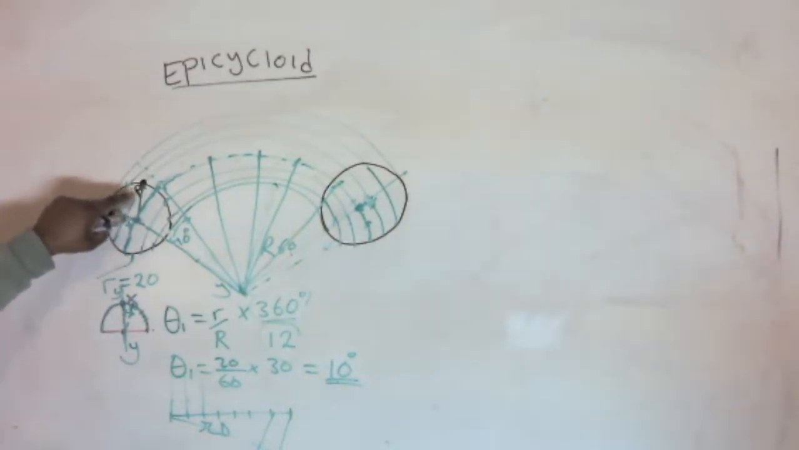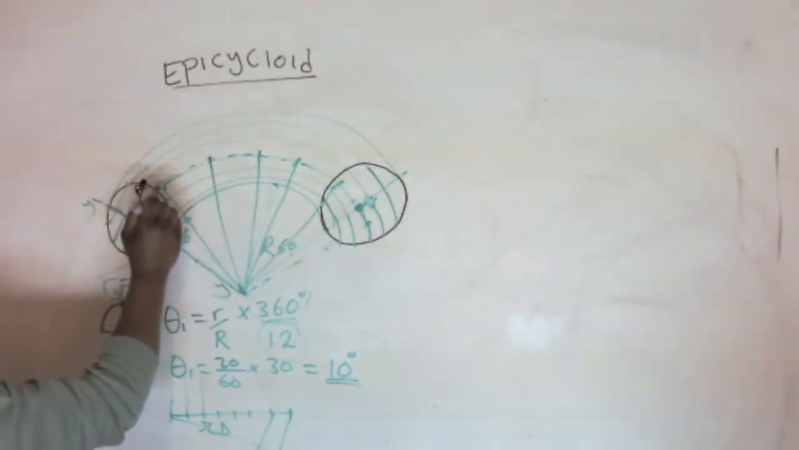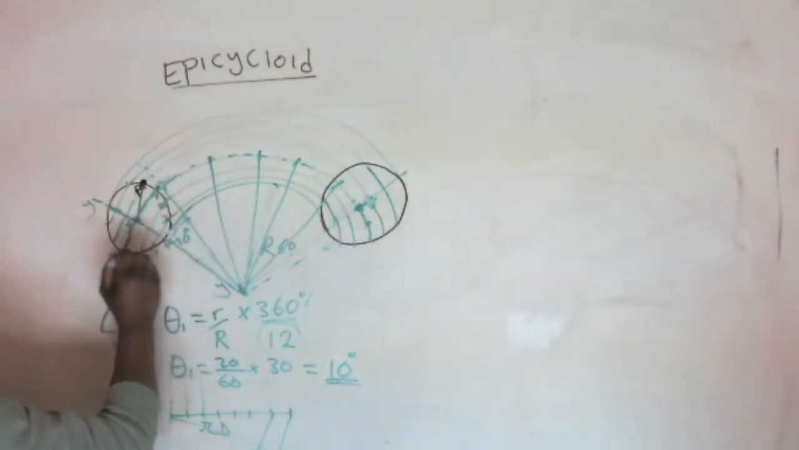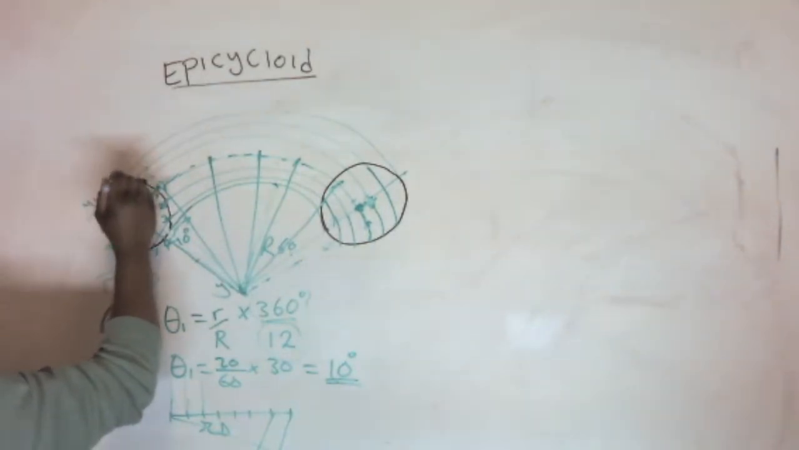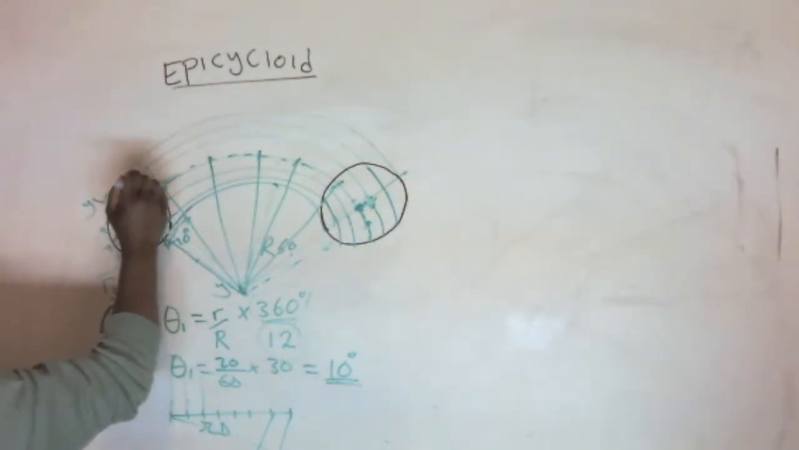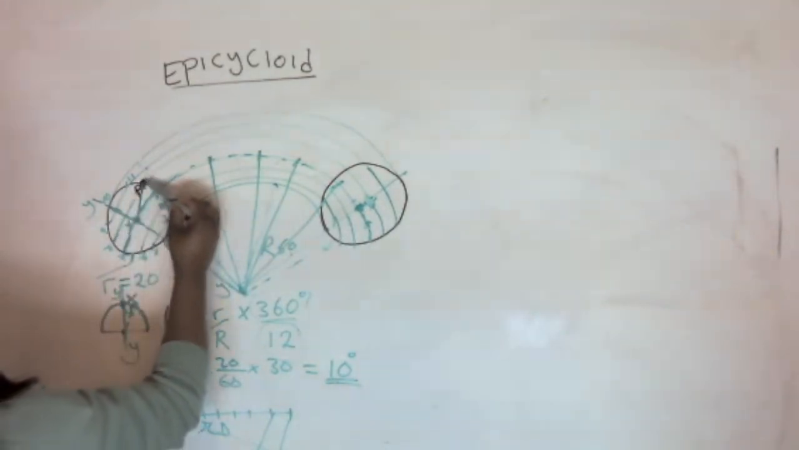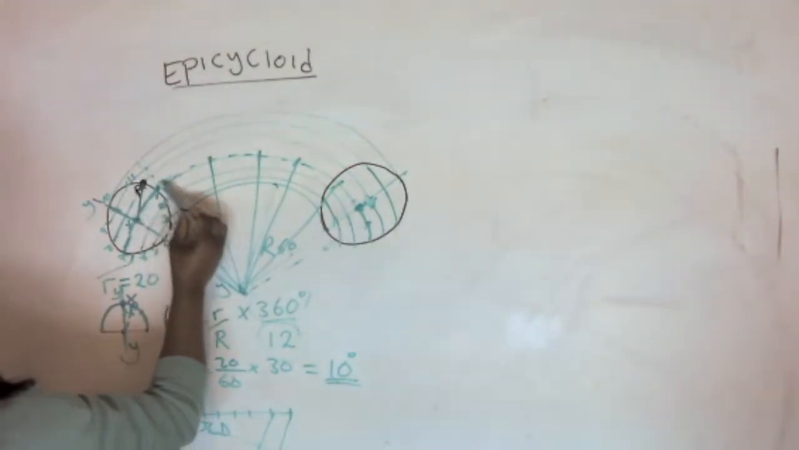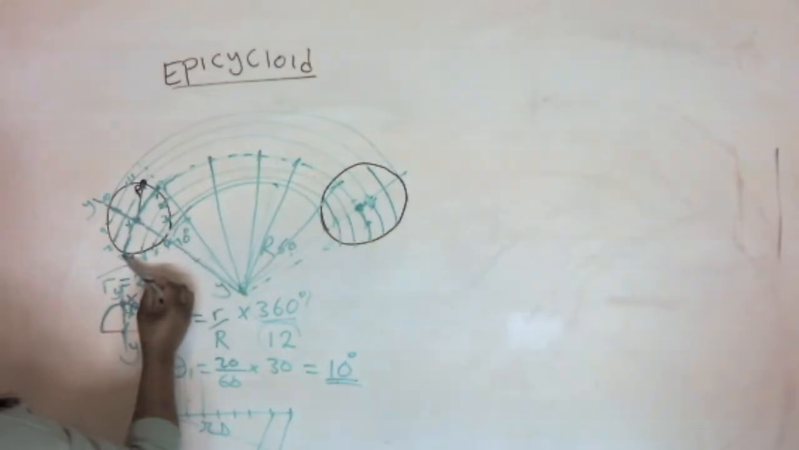If this is P, it means that this is number 1. This is 2, 3, 4, 5, 6, 7, 8, 9, 10, 11, back to P. What it means is P will be marked on this arc. Number 1 is on this arc. Number 2 and 6, 1 is with 7.